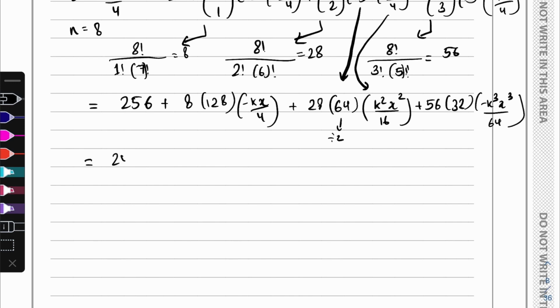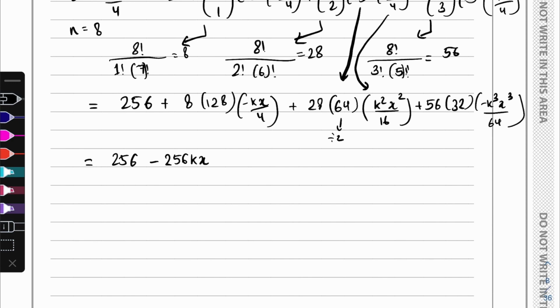So 256 plus, so 8 multiplied by 128 multiplied by minus 1 over 4, and the calculator gives us what? It's not a plus, it's negative. So negative 256 kx. Okay, so now what about the third term?